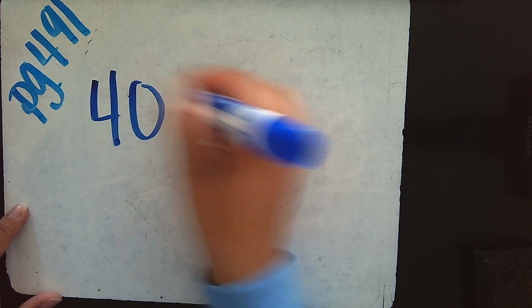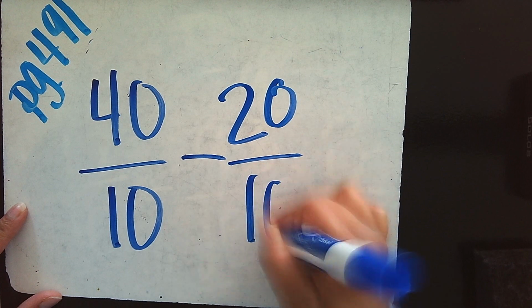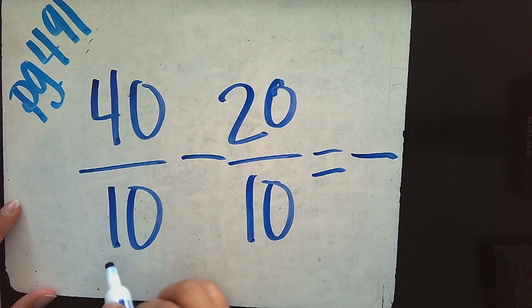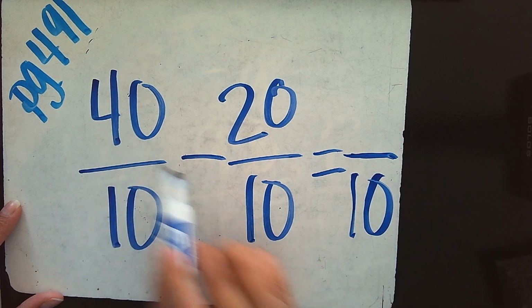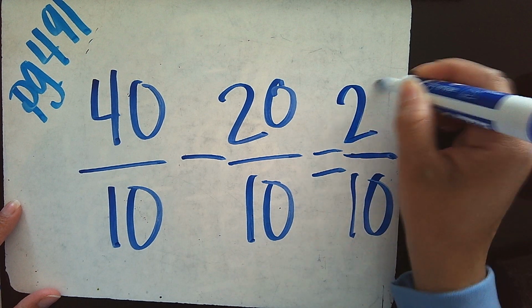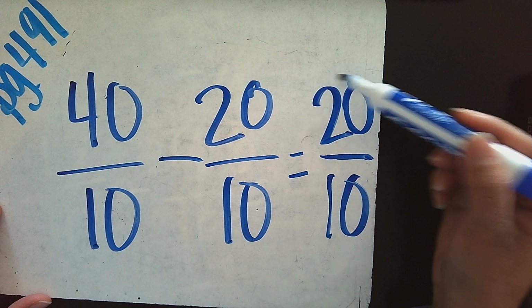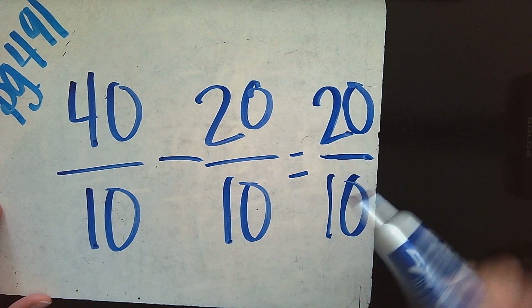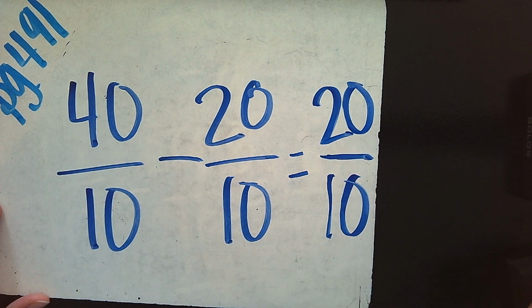Okay, then I want to do, what if I had 40 over 10 minus 20 over 10? My denominators are the same. First thing I should do is write down my denominators. Now 40 minus 20 is 20. Okay? And some of you may ask, what do you do when your numerator is bigger than your denominator? Do not worry about that right now. We are just simply subtracting fractions with like denominators.